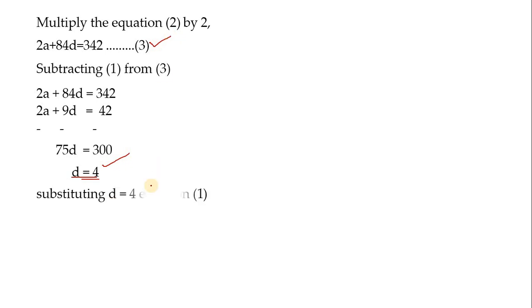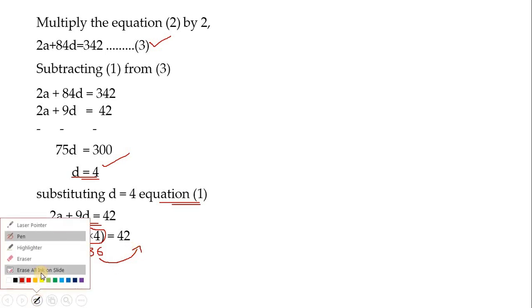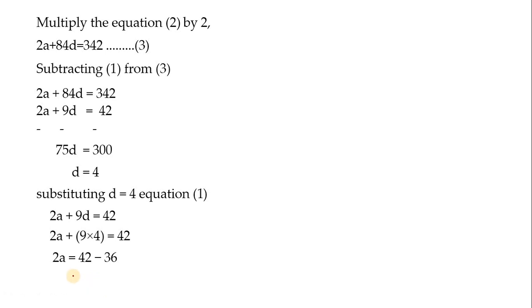So let me substitute in equation 1, children. Equation 1 is 2a plus 9d equals 42. So in this place, let me substitute 4. So I'll get this. Next, multiply this. 9 4s are how much? That is 36. So this 36, you just transfer this side, you will get 42 minus 36. Next, let me subtract this. 42 minus 36 is 6.